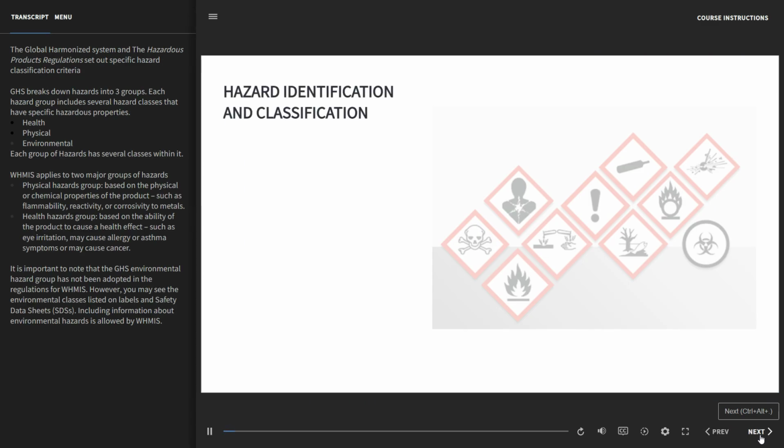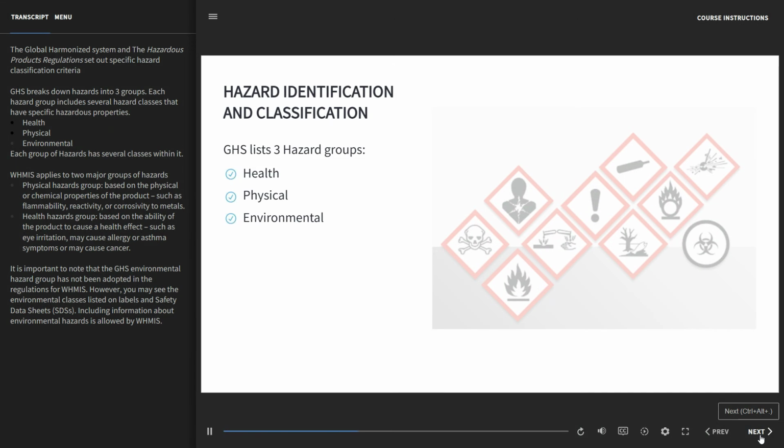The Global Harmonized System and the Hazardous Products Regulations set out specific hazard classification criteria. GHS breaks down hazards into 3 groups. Each hazard group includes several hazard classes that have specific hazardous properties: health, physical, environmental. Each group of hazards has several classes within it.